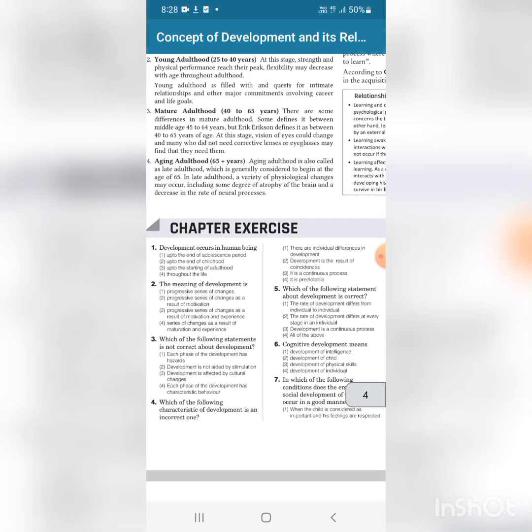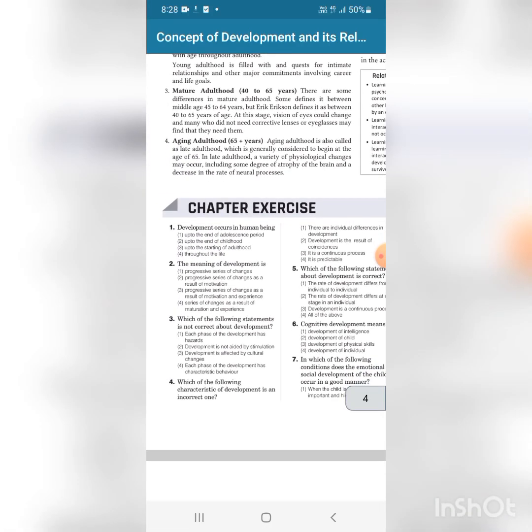Now let's discuss some questions based on this exercise. First question would be, development occurs in human being. So the answer of this would be throughout the life. Development is a process which occurs throughout the life. The meaning of development is progressive series of changes as a result of motivation and experience.